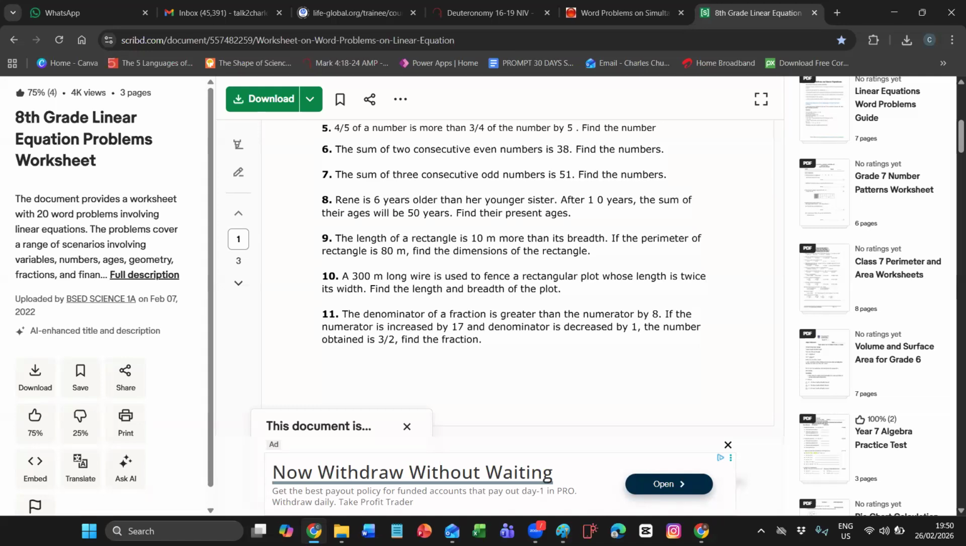Okay, so in this case now, from what you can see here, they are indirectly telling you that the perimeter is what?